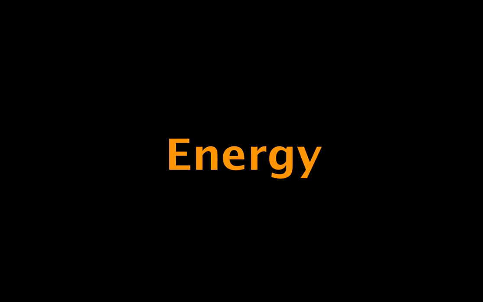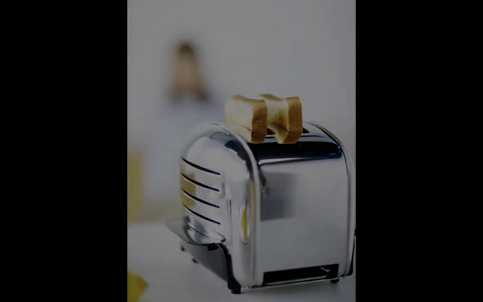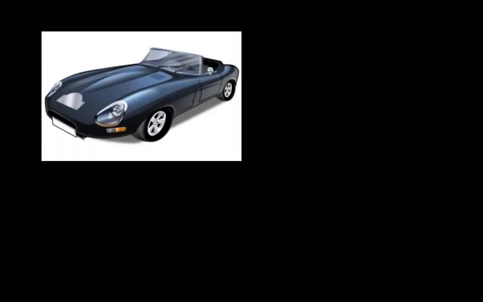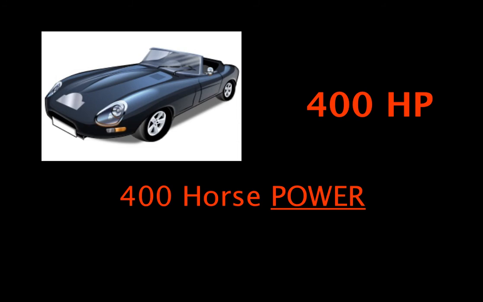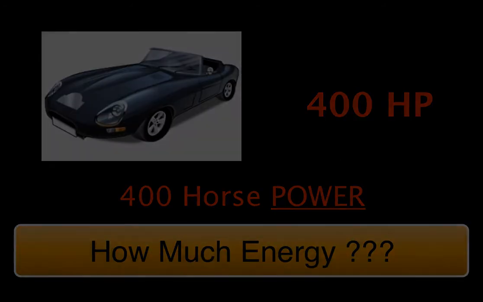Okay, so that's power, but what about energy? The toaster is rated at 1200 watts. That's how powerful it is. Just like a car engine. If I told you that my car has a 400 horsepower engine, it doesn't, but let's just say it did, that's 400 horsepower, you would have an idea that this is quite a powerful car. But that doesn't really tell you anything about the energy the car must use to move.